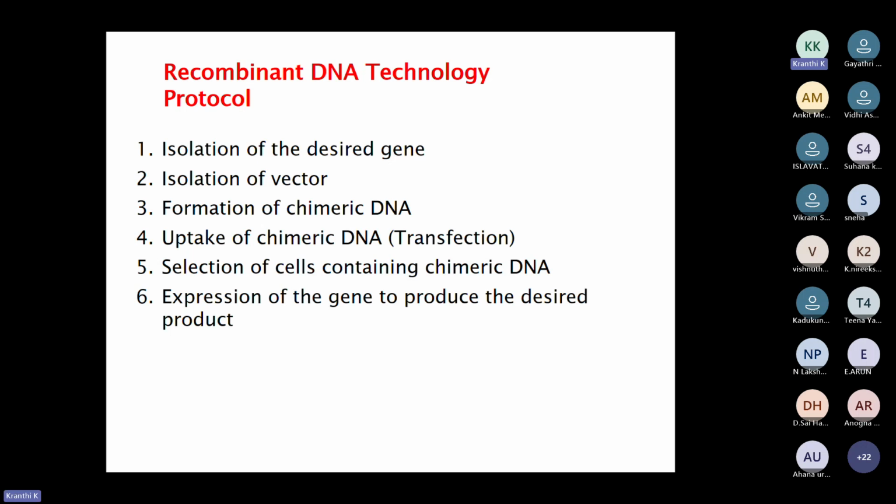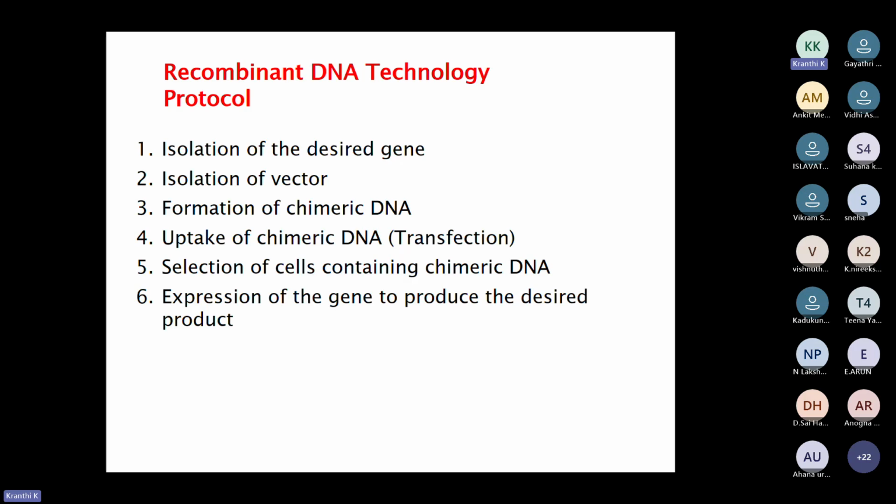Okay. So what are the cells possessing this chimeric DNA? You separate them because not every cell will allow this chimeric DNA, right? So some cells may allow this chimeric DNA. So isolate the cells which are having the chimeric DNA. Then express, grow them separately and see what is the product it is expressing.